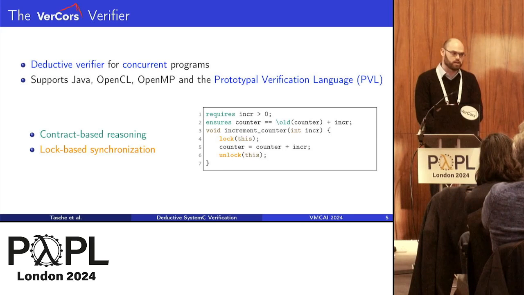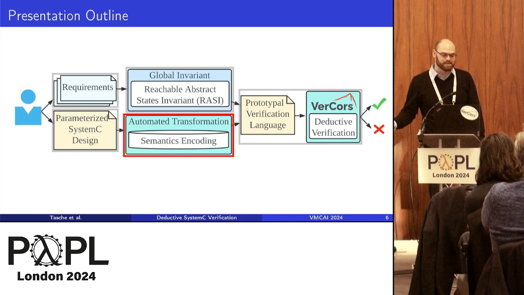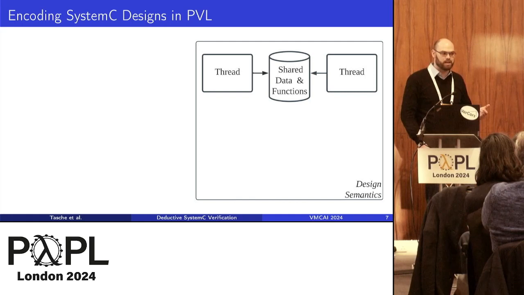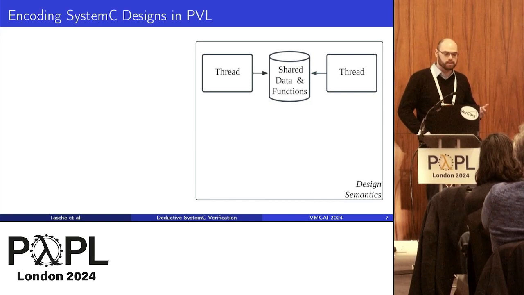So now that the fundamentals are out of the way, onto the contributions of the paper. First of all, the transformation from SystemC to PVL. To encode a SystemC design in PVL, we need to take care of two components. The design itself, of course, but also the semantics of SystemC, which is very different from PVL. So encoding the design is relatively straightforward.